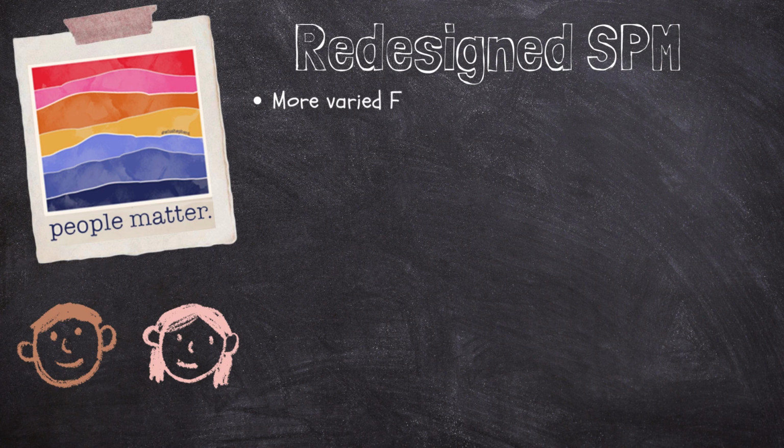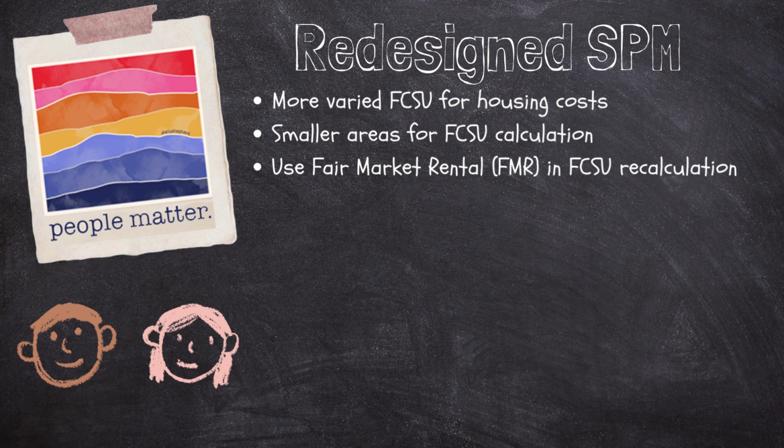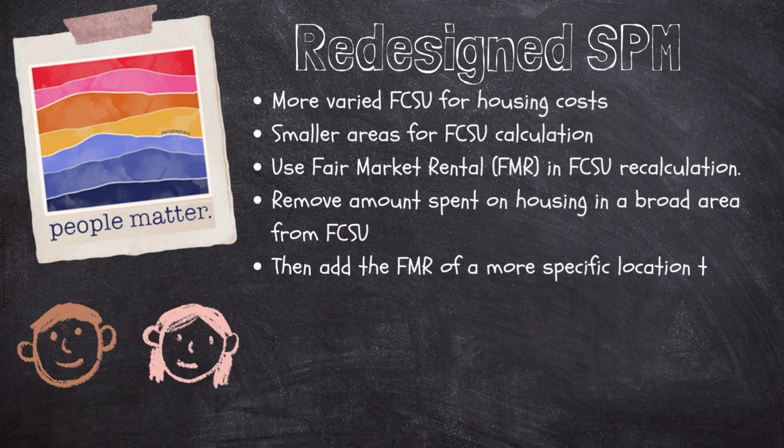Housing costs should also vary further based on location. FCSU should be altered to more seriously consider cost of living differences in each area. Instead of comparing FCSU in larger areas, it should be shrunk further so as to include what rental prices are like between suburbs and a rural area, for example. One way to assist in recalculating FCSU in smaller areas would be by including fair market rental, FMR, in the measurement. By examining what amount of an individual's FCSU is spent on housing, we could then use the FMR from different areas and adjust to a new location.